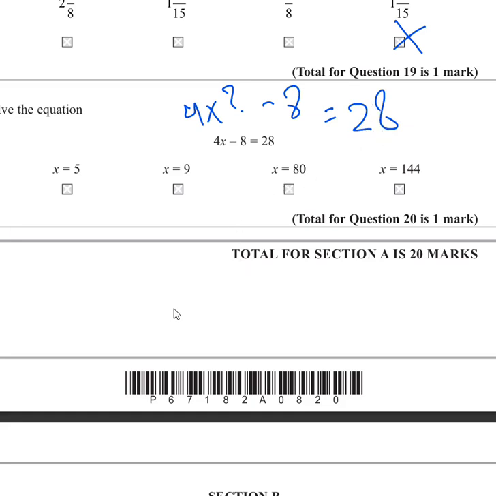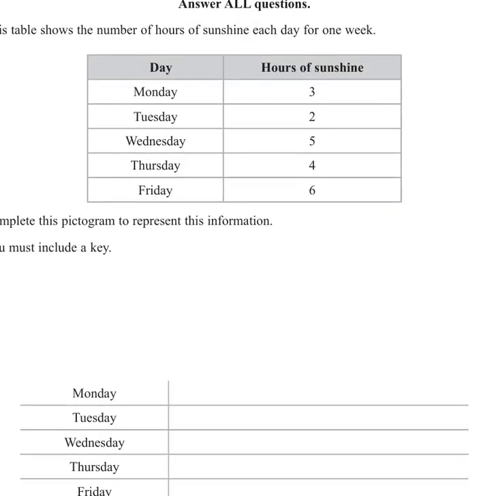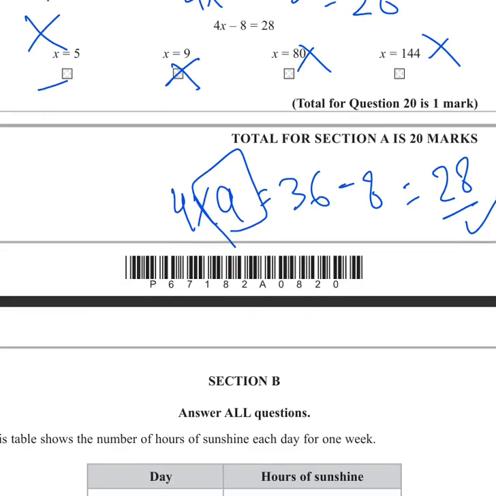But I can say maybe it is 4 times 9. 4 times 9 is 36. And 36 minus 8 is 28. That means this is the correct answer. 4 times 9. So that means x is equal to 9. The other answers are wrong. Okay, great work.